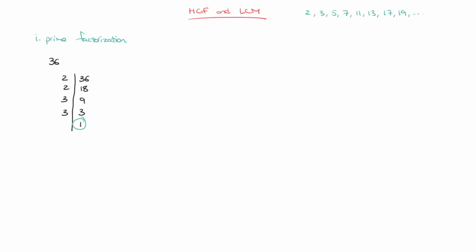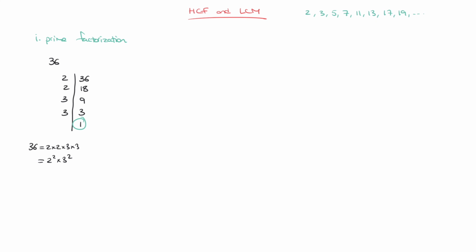What we've just shown here is that 36 written as a product of its prime factors is 2 times 2 times 3 times 3. In other words, 36 is equal to 2 times 2 times 3 times 3. And we tend to write that as 2 squared times 3 squared. Done. That's how you write a number as a product of its prime factors.